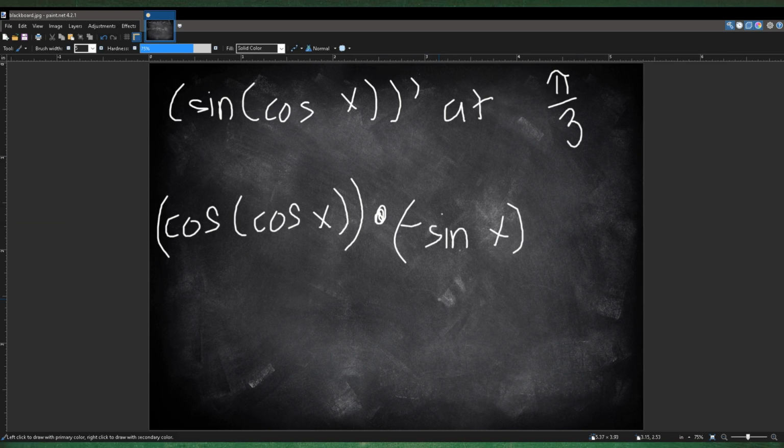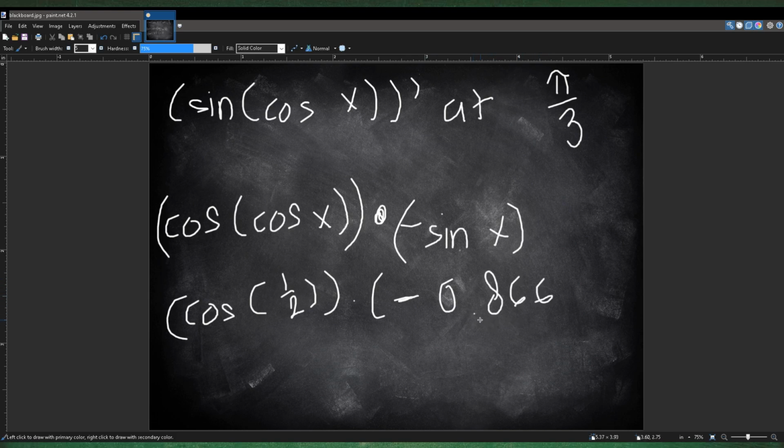So you could do this with a calculator, but it's not going to turn out into a pleasant number. So cosine of pi over 3 would be like 1/2, right? So using your calculator, cosine of pi over 3 is 1/2. So you have cosine of 1/2 multiplied by negative sine of pi over 3. So we have negative 0.866, all right? So let's just use 3 decimal places and we'd be fine.